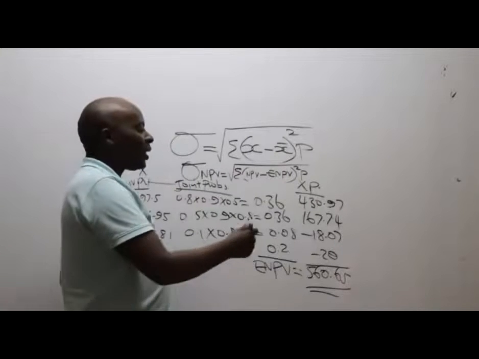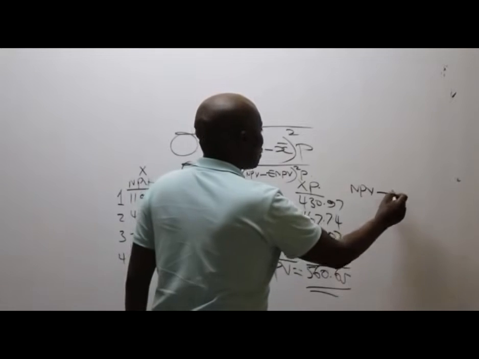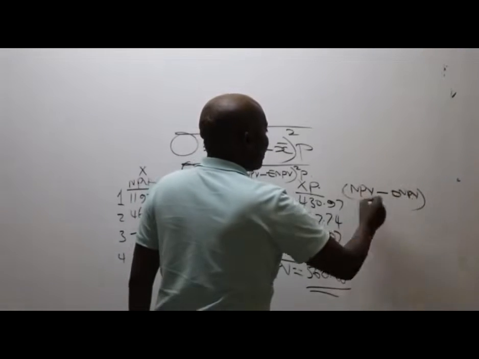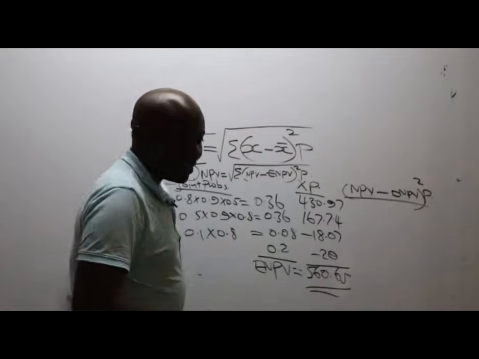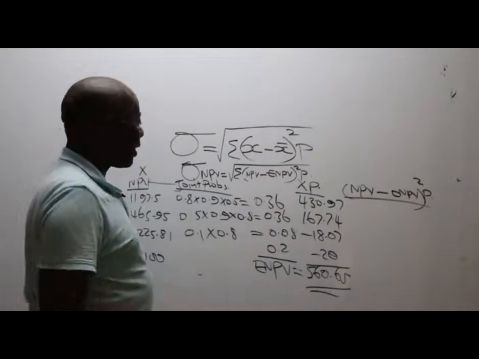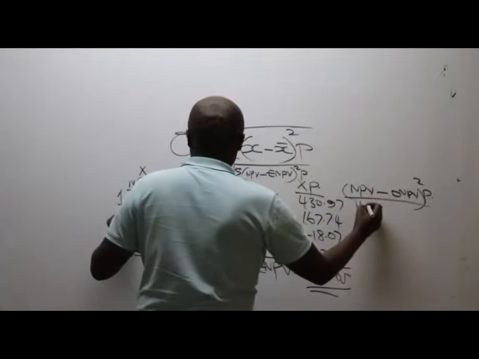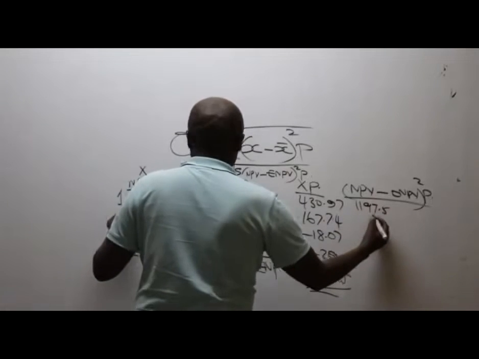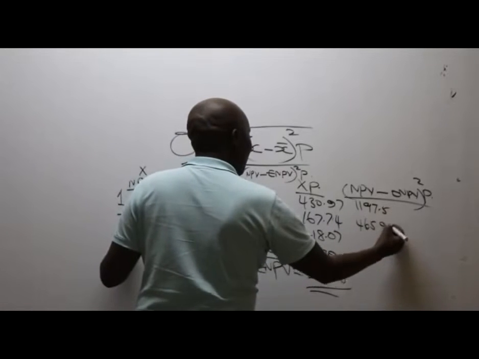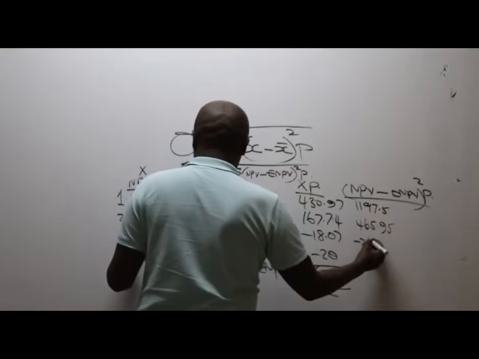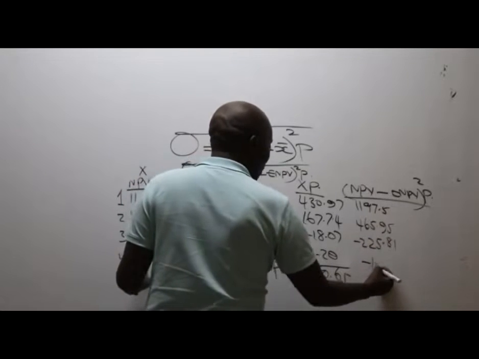So then come and create a column here of NPV minus expected NPV squared times probability. Create a column like that. So we start with the NPVs. They are here. I'm simply copying them down. These NPVs are here: 1197.5, 465.95, 225.81, and minus 100.